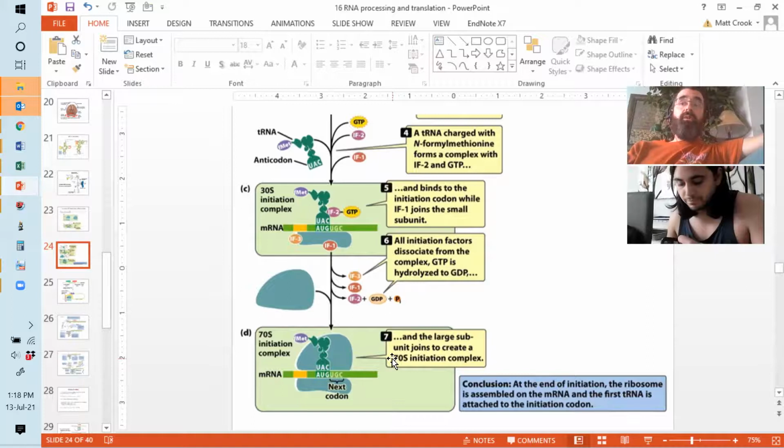Now in eukaryotes, it's similar but different. Anybody have any questions about this first before we move on to eukaryotes?